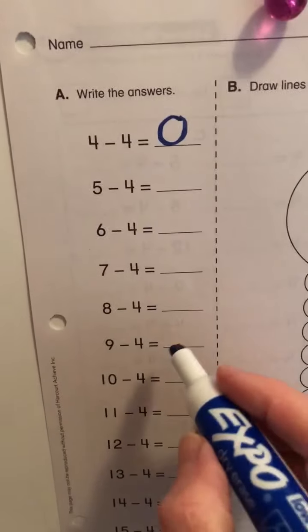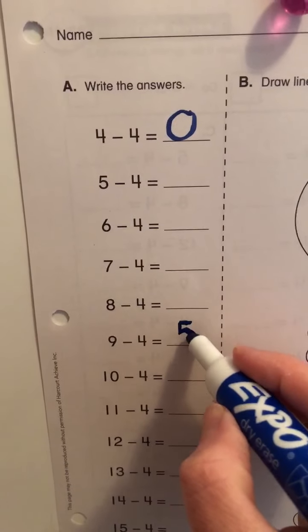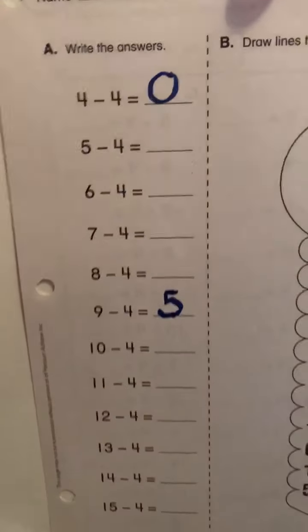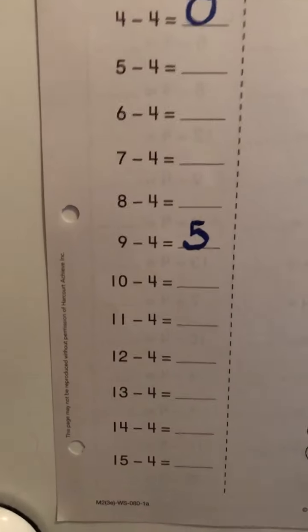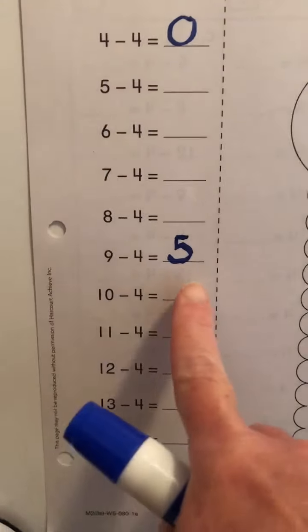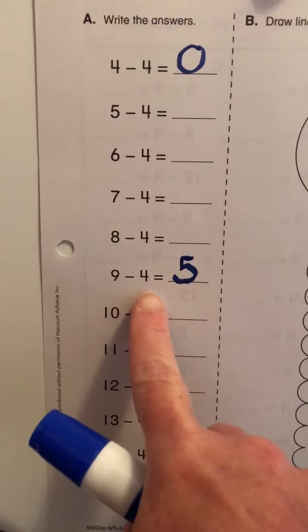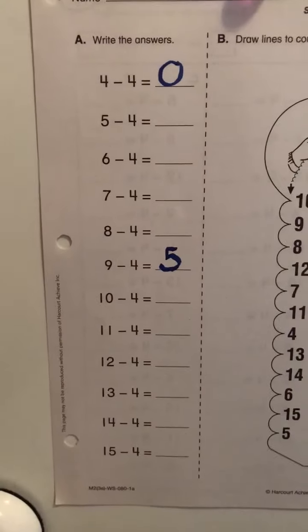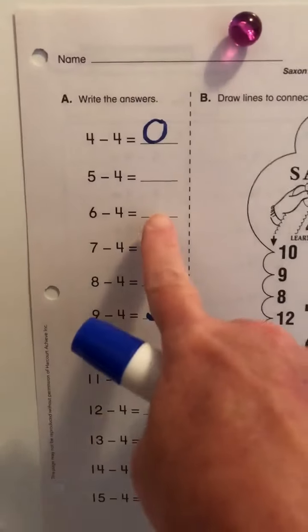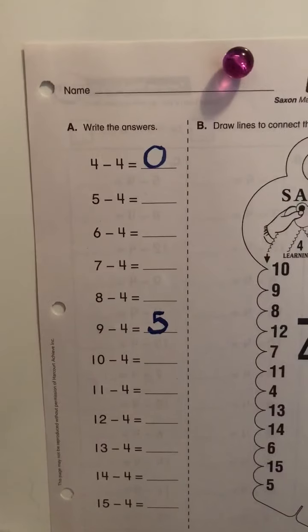Now, how do we check this? Remember how we've done this in the past? How can we check to know that we have this correct? Let's flip it around, right? What is 5 plus 4? 5 plus 4 is 9. So we know this is correct. Good job.